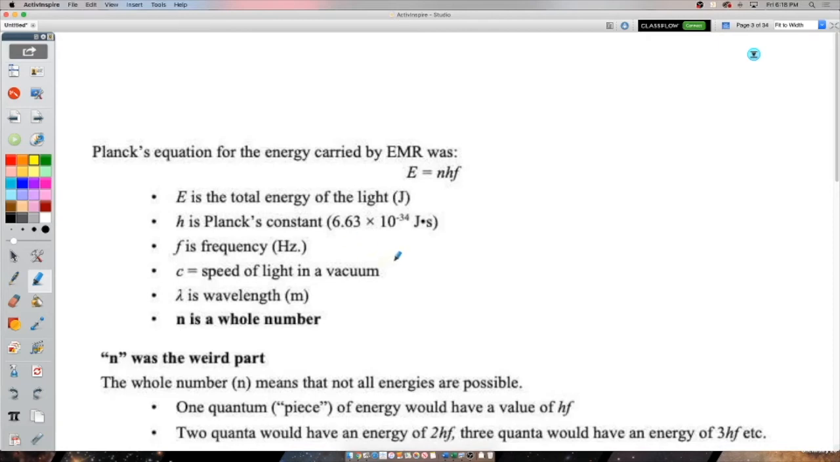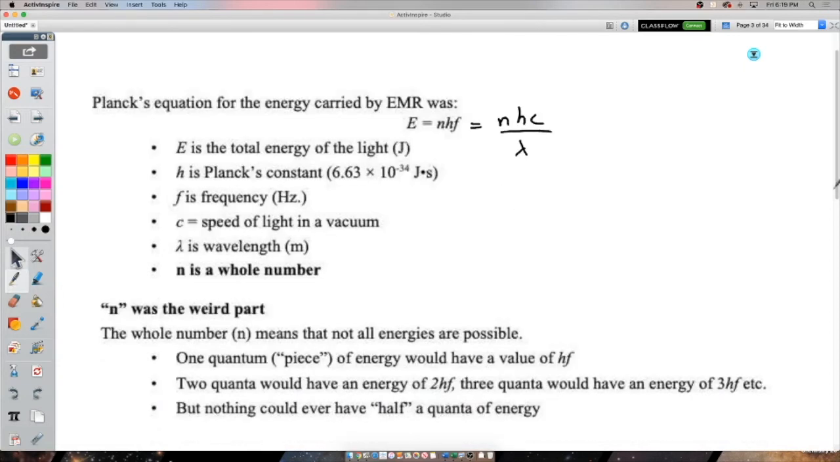f, of course, is still the frequency. c is the speed of light in a vacuum. I'm just going to add to this nhf, but since f is c over lambda, we could also say nhc over lambda. And lambda is still the wavelength. And here's the weird part. n is a whole number. It's 1, it's 2, it's 3, it's 4. It's never 1.5, it's never 1.75, it's never 0.5. Do you hear what we're saying here, right?